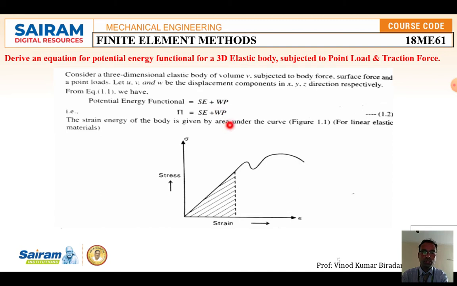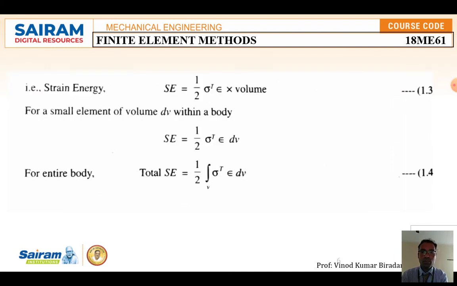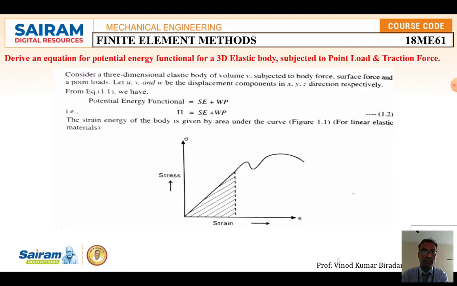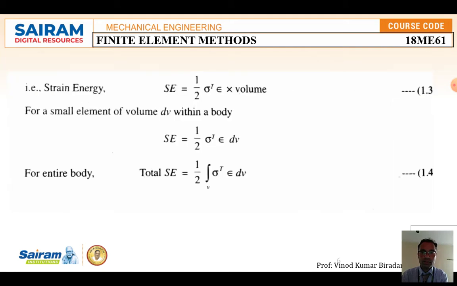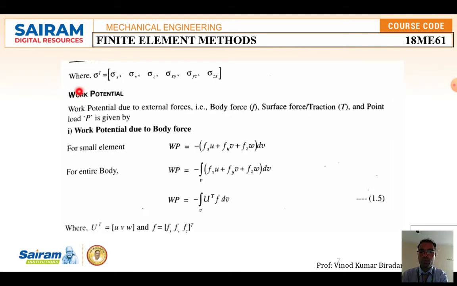Now let us see how many external forces are acting on this body. There are three: body force, surface force, and a point load. These three external forces are acting on the element. Work potential is due to the external forces. The body force is denoted by F, the surface force, also called traction, is denoted by capital T, and the point load is denoted by capital P. Let me understand them one by one.